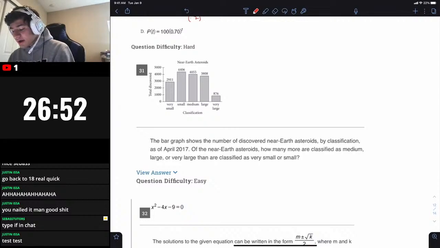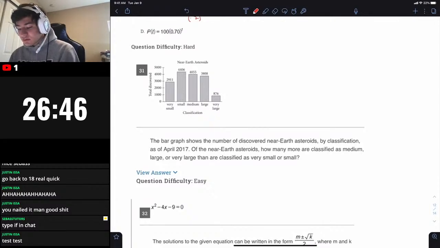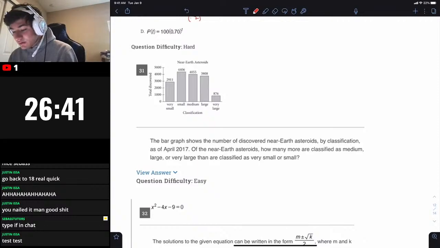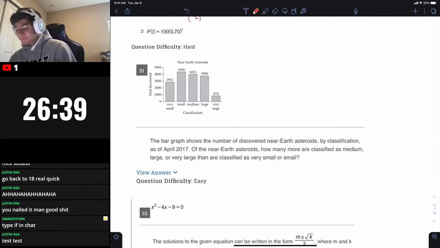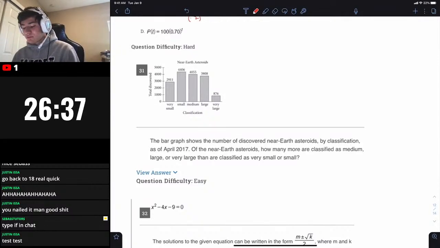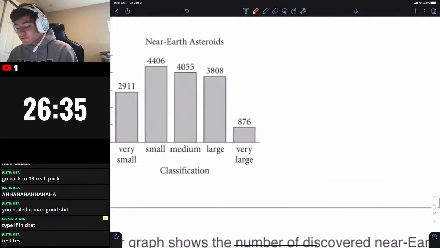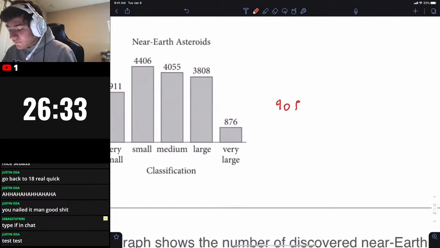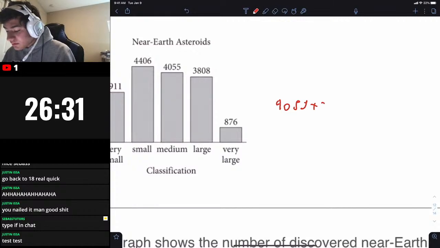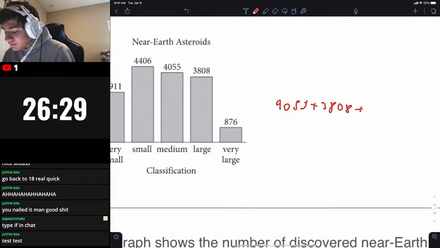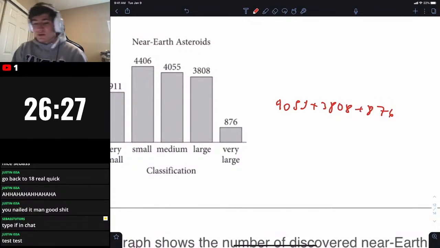The bar graph shows the number of discovered near-Earth asteroids by classification. How many more asteroids are classified as medium, large, or very large than are classified as... Ugh. Wow, that is terrible. Okay. Of the near-Earth asteroids, which is all of them, how many more are classified as medium, large, or very large? So let's add up medium, large, and very large. 4055 plus 3808 plus 876. What is that?